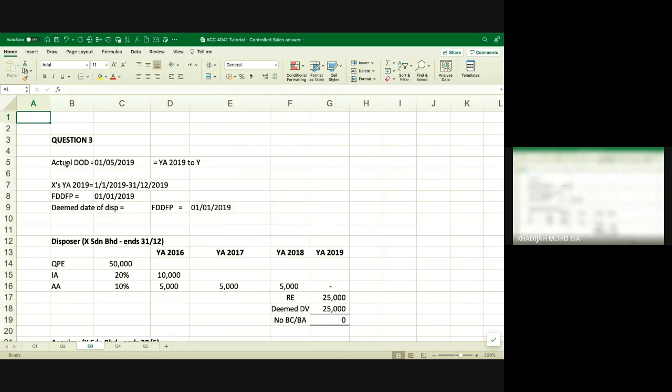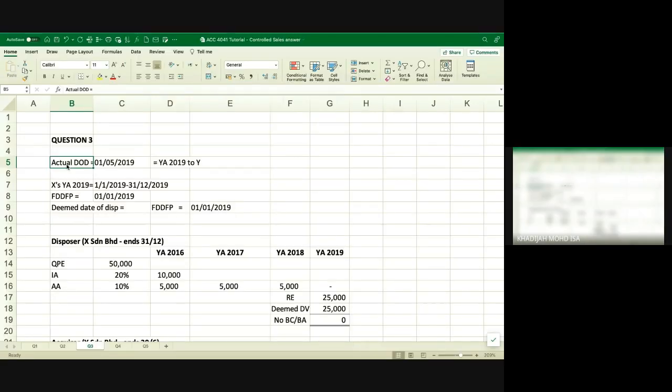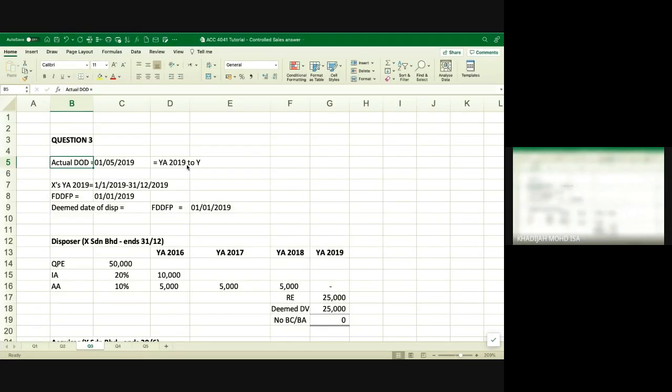Right, actual date of disposal is 1st of May. 1st of May 2019 is YA 2019 to Y, because Y year end is 30th of June. So if May 2019, year end 30th of June, that will be YA 2019 to the acquirer.